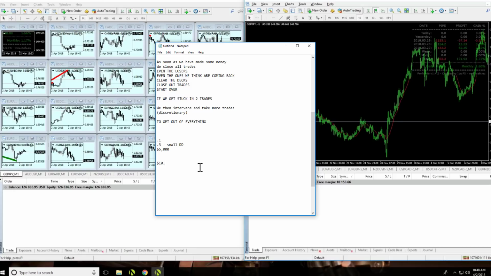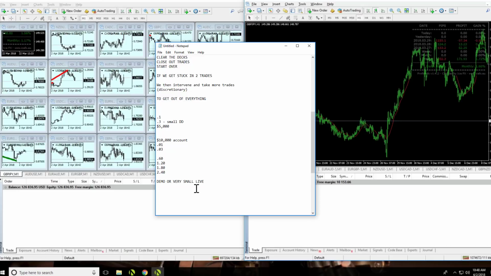In a $10,000 account, I'm running 1 micro lot and 3 micro lots for the first trade size and the second trade size. My profit target on each micro lot is 60 cents. So if I trade 2 micro lots, my profit target is going to be $1.20. If my first trade size is 3 micro lots, my profit target is $1.80. And if I trade 4 and so on, you can do your own math. I recommend demoing this or very small live.